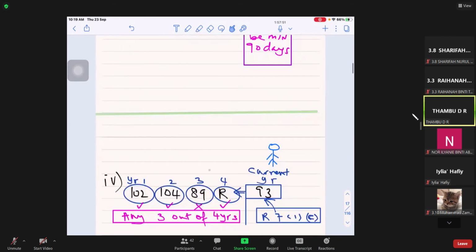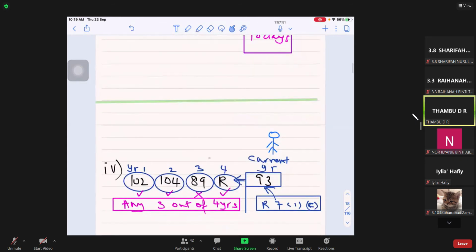One more. Let's say here you stay 90 days or more. I can try for C. Look, out of the 4 years, okay, okay, okay. Any combination, 90, 90, resident. Any combination, 3 out of 4. So you will be a resident.